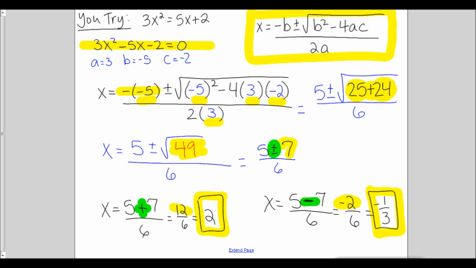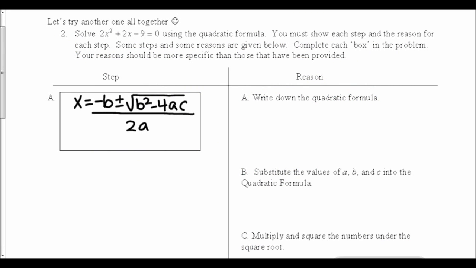Let's go back to the example on our paper. My equation here is 2x squared plus 2x minus 9 equals 0. That's already written in standard form, so I'm good to go.